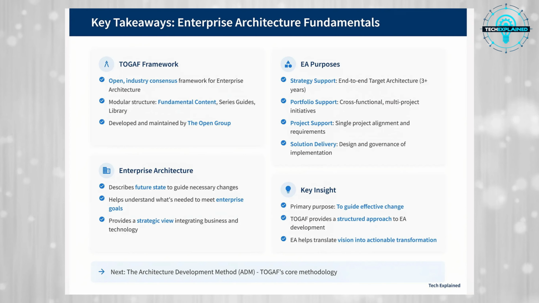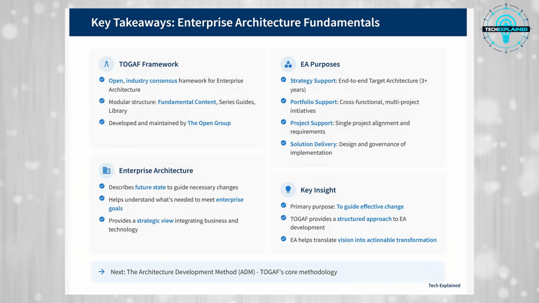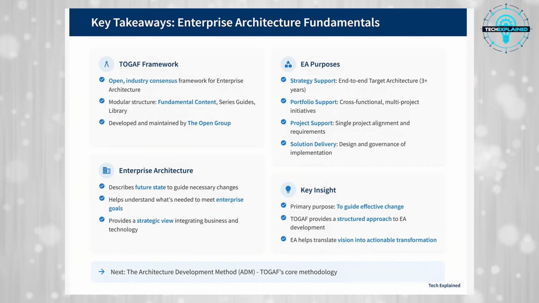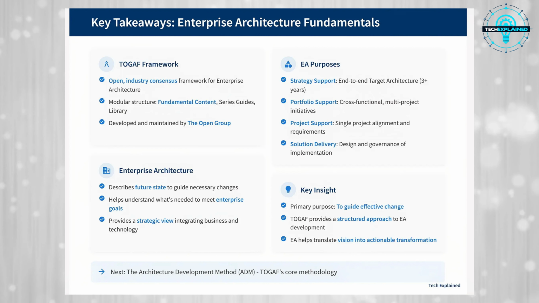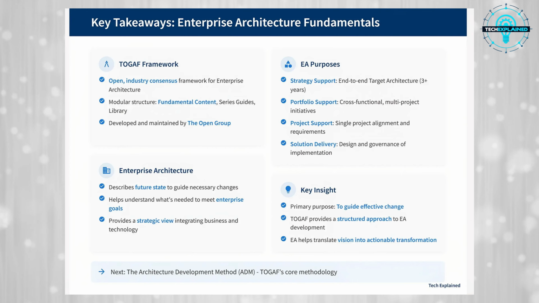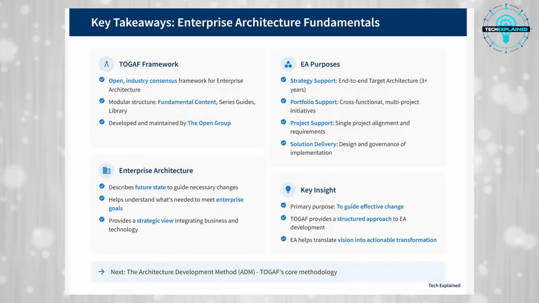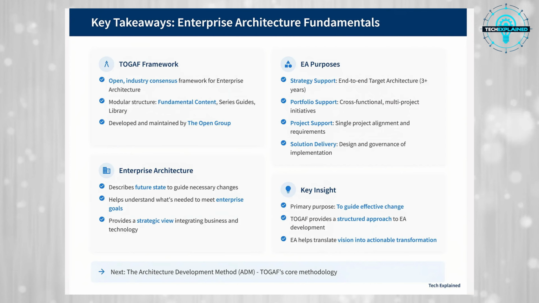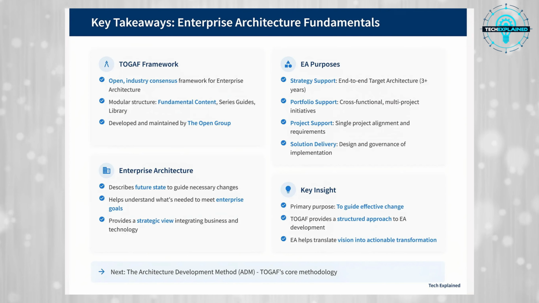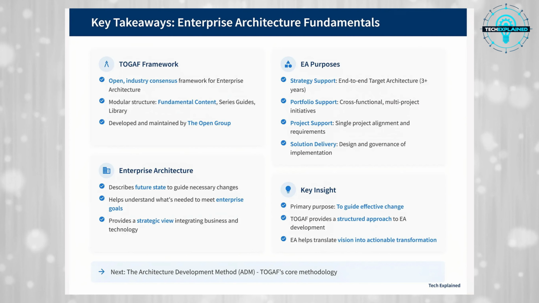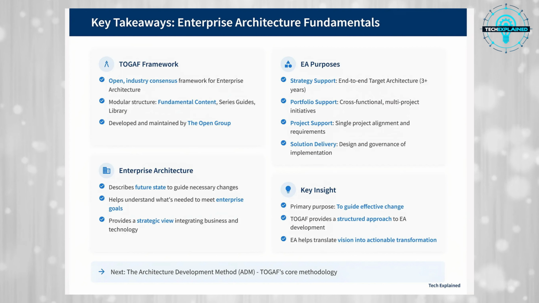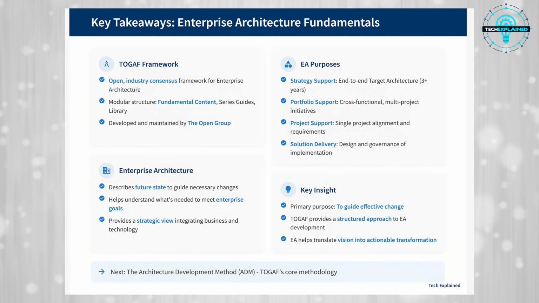Let's quickly recap what we've covered so far. TOGAF is an open industry consensus framework for enterprise architecture that helps guide effective change. It's structured with fundamental content, series guides, and a library to support different levels of architectural knowledge and practice. Enterprise architecture itself is like a blueprint that describes an organization's future state and guides the changes needed to get there. It serves four main purposes: supporting strategy, portfolio, projects, and solution delivery, each at different levels of scope and detail. These fundamentals are crucial because they form the foundation for everything else we'll discuss. Just like you can't build a house without understanding basic construction principles, you can't effectively use TOGAF without grasping these enterprise architecture fundamentals.